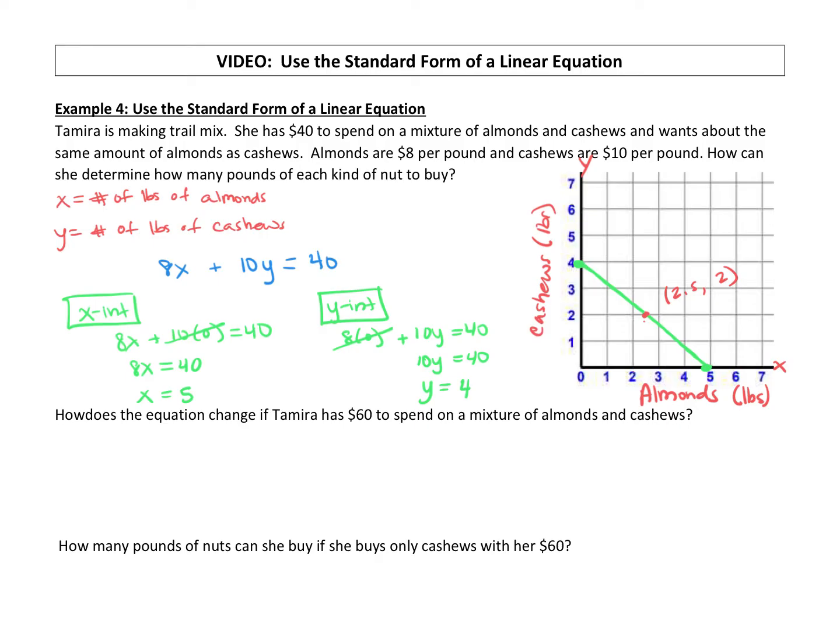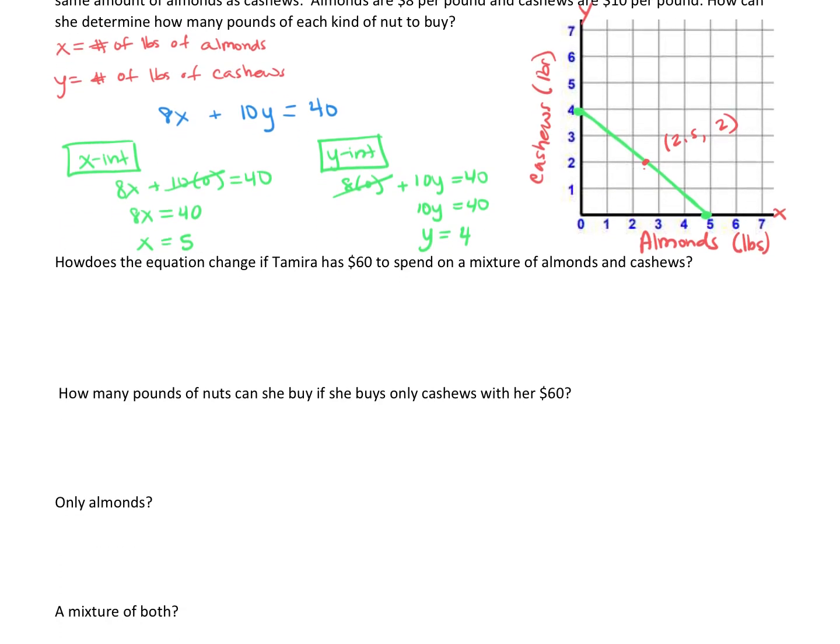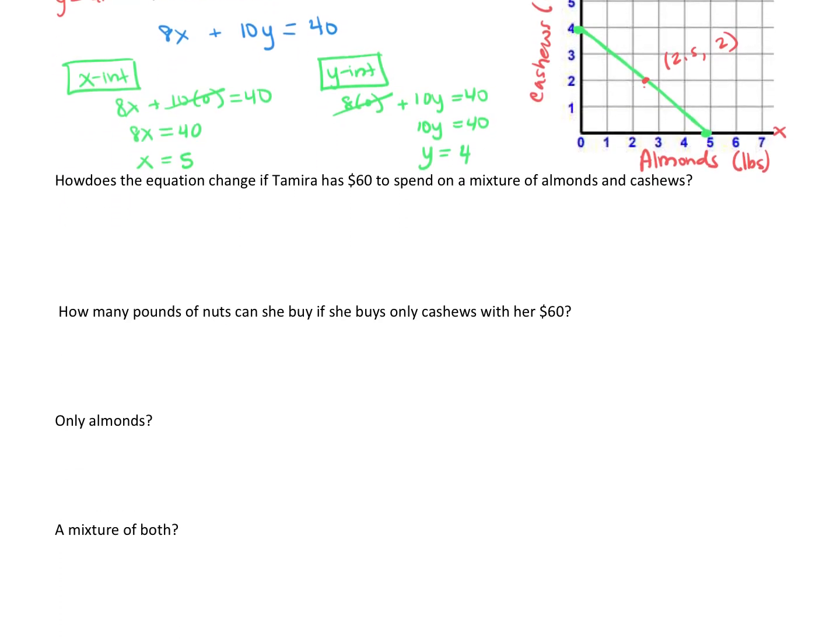Just to make note of the intercepts, if she buys 4 pounds of cashews, that's when our x is a 0. She's not buying any almonds. She's buying all cashews. Down here, our x-intercept at 5, if she can buy 5 pounds of almonds, and because the y value is a 0, that means she's not buying any cashews, so she can buy all almonds and spend $40. Okay, so let's extend our thinking a little bit, because that's how we get smarter in math.